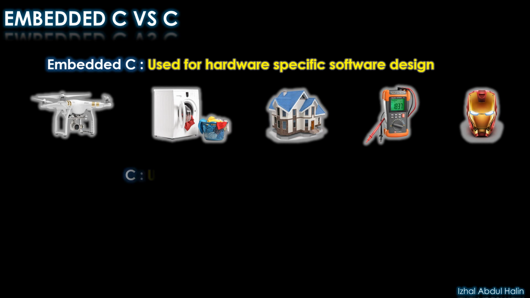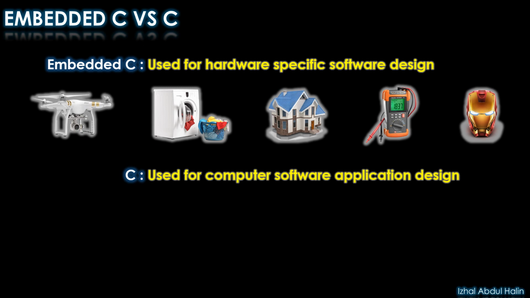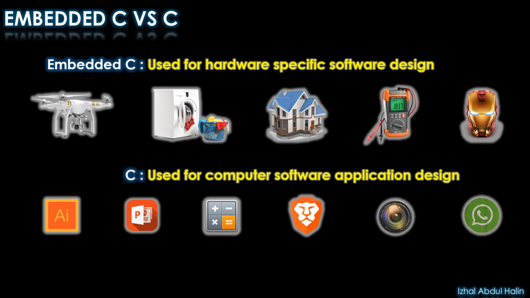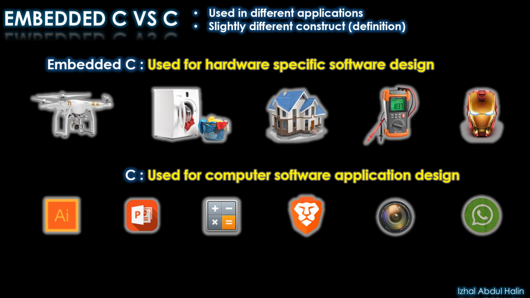On the other hand, C program is used to design application softwares that run on a computer. Examples are Adobe Illustrator, a program used for drawing, PowerPoint, for producing slides and videos like this, a calculator software on your phone, the Brave web browser software, the camera apps on your phone, and WhatsApp, just to name a few. So, we conclude that the major difference between embedded C and C is their application. They also have minor differences in their program structure or construct. But this difference is so small that you can easily write an embedded C program if you know C programming.